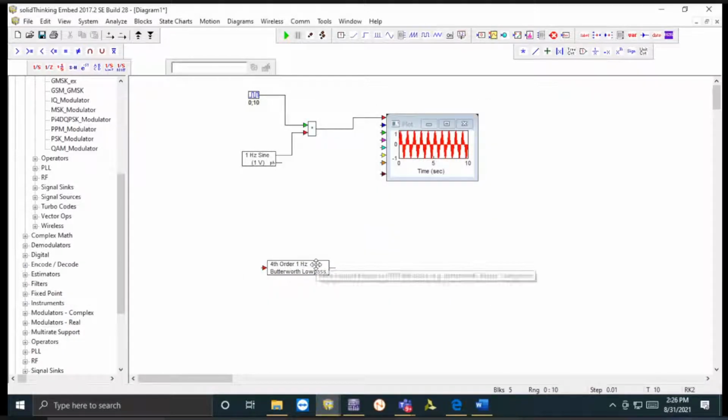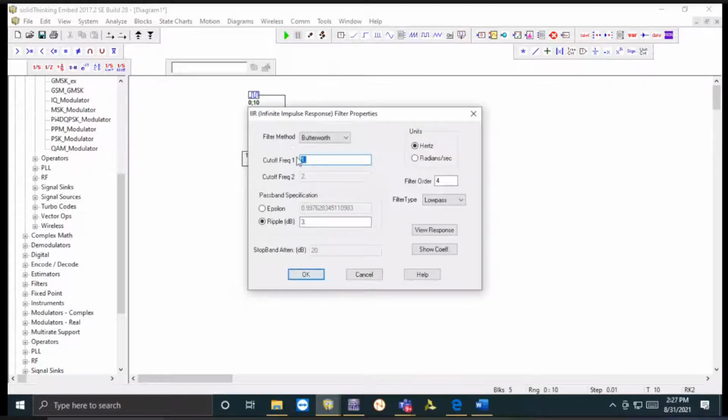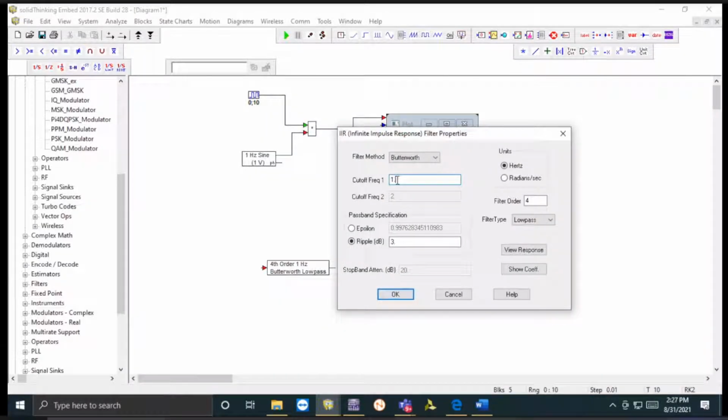The cutoff frequency depends on the maximum frequency component of the message signal, because you want to extract the exact signal. You don't want to lose some portion of the signal. So the filter cutoff frequency should allow only the message signal to pass. It should be slightly greater than the maximum frequency component of the message signal. So if it is 1 hertz, we'll make it 1.2 hertz, and that will be sufficient because we want only this signal to pass through the filter.